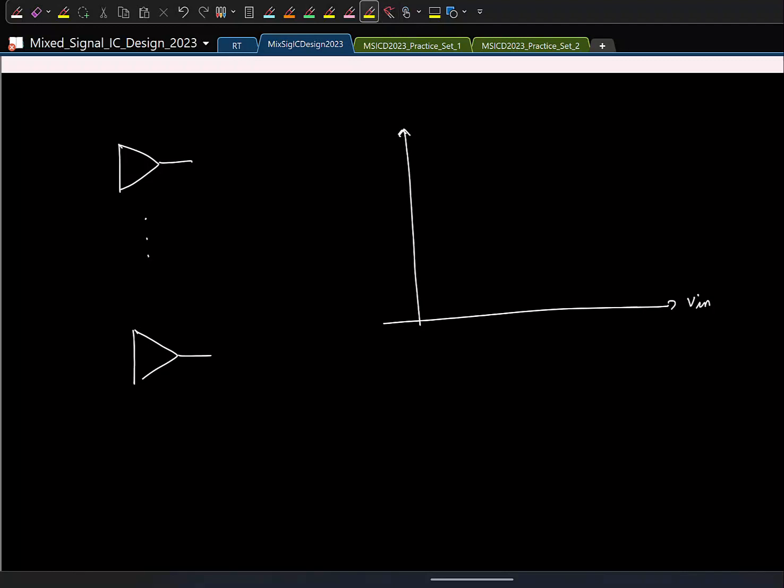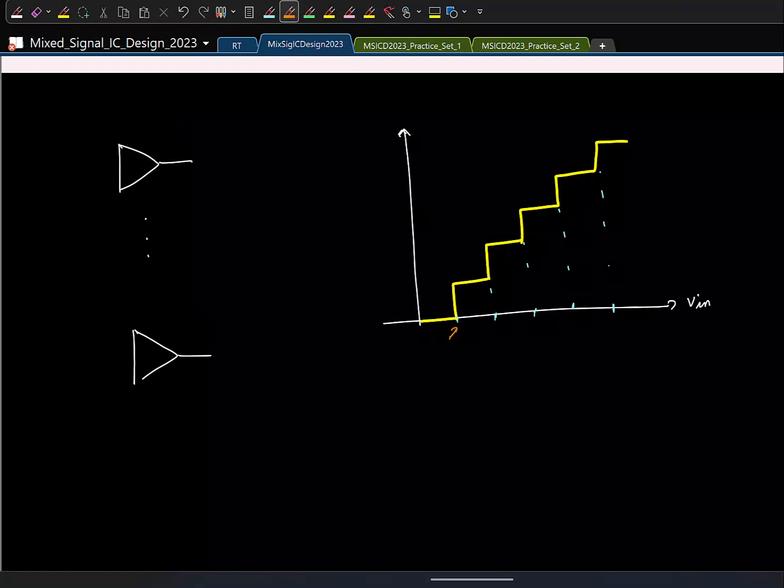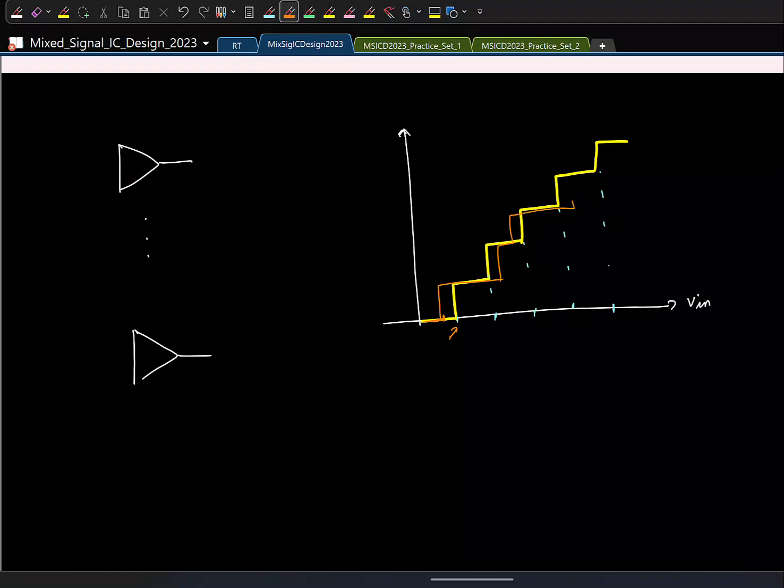It will be a step, right? It will be an ideal step characteristic like this. And these are the reference voltages against which each comparator is comparing the input. Fine. This is the case when there is no offset, but if there is offset, what will happen? Remember that each comparator has a different offset. So let's say the first comparator, instead of comparing with this voltage, might compare with this. Let's say the second one does this, the third one does this, or something.